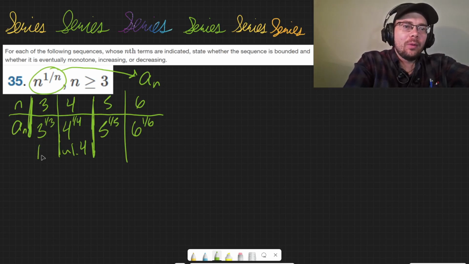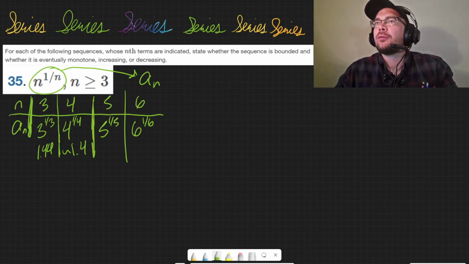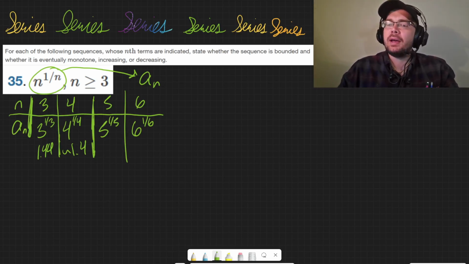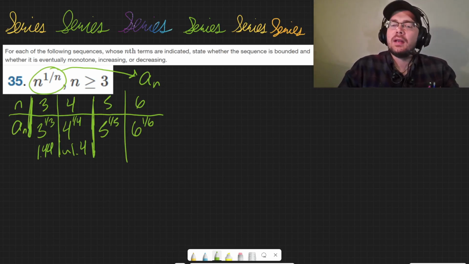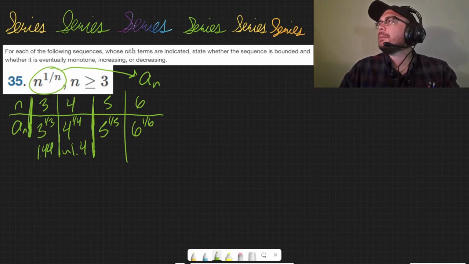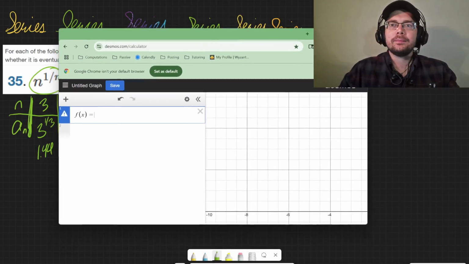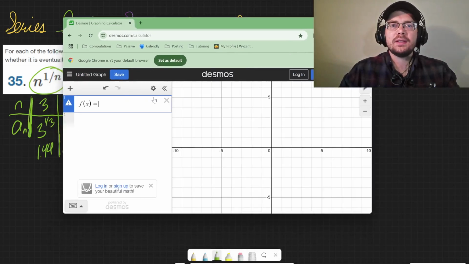1.44. Let's go ahead and see what 4 to the 1/4 would be. To make this better, I'm actually just going to graph it, and that way I can easily plug in a bunch of different values. So I'm going to say f of x equals, you know what, let me drag this over so you guys can see this too. Can you guys see this?